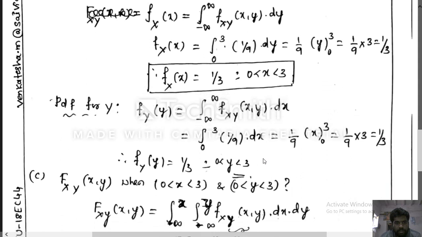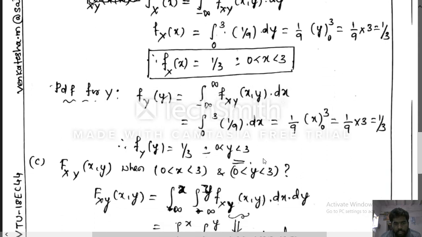Similarly, the PDF of random variable y is given by f(y) of y equal to the integral of the joint PDF f(xy) of x comma y with respect to x.